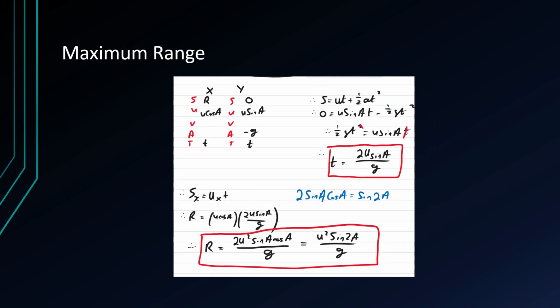Now, range is the one that kind of trips people up a bit. We have to use the time of flight in with sx equals uxt with the initial velocity in the x direction, which is u cos alpha. Multiplying straight through, we get 2u squared sine alpha cos alpha over g. However, the double angle identity sine 2 alpha is 2 sine alpha cos alpha, or rather any angle. You can rearrange this to say u squared times 2 sine a cos a, and then this 2 sine a cos a turns into a sine 2a. So that's how you get u squared sine 2a over g.